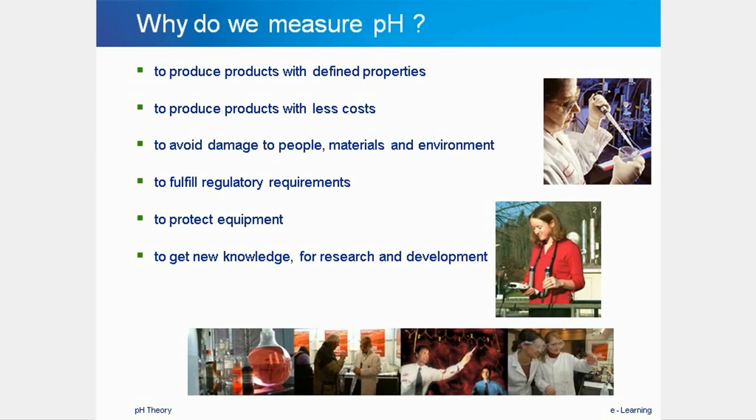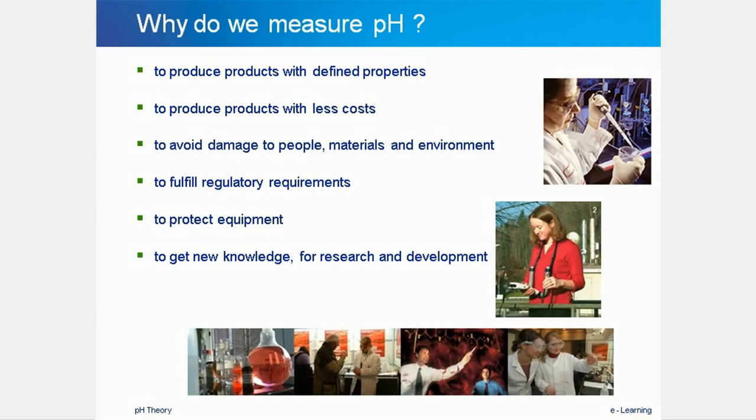Also, the pH during production can be important if the reaction that has to take place has an optimal pH value. When this value is not reached, the reaction will be much slower or have a lower yield, and the final product will become more expensive. Also, for the environment or for people, some pH values are not healthy and contact with these should be avoided. This is often also demanded by regulatory requirements.